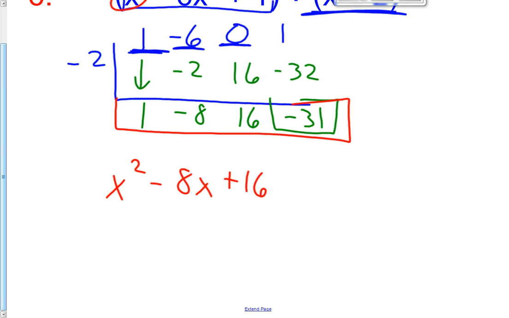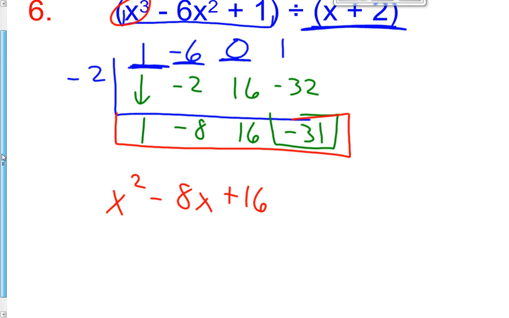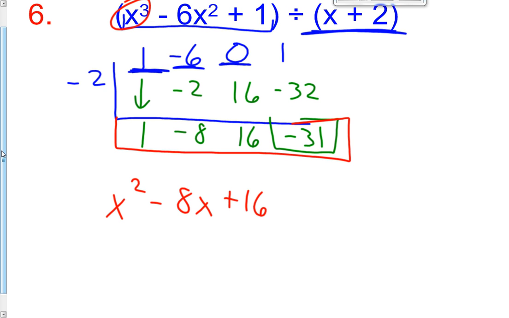How I always want you to do it on the test and on our worksheets is put the remainder over the divisor. So the remainder is a negative 31, so it's minus 31, and put that over the divisor, which is right here, x plus 2. And there's our answer for problem number 6. x squared minus 8x plus 16 minus 31 over x plus 2.